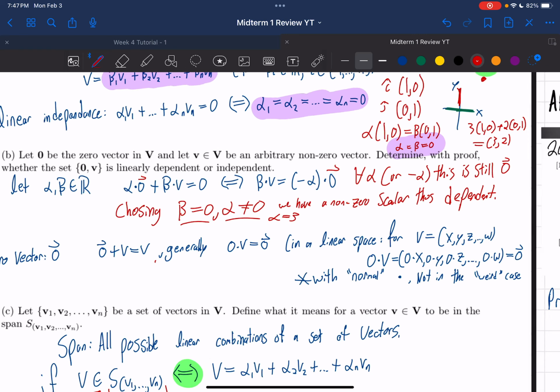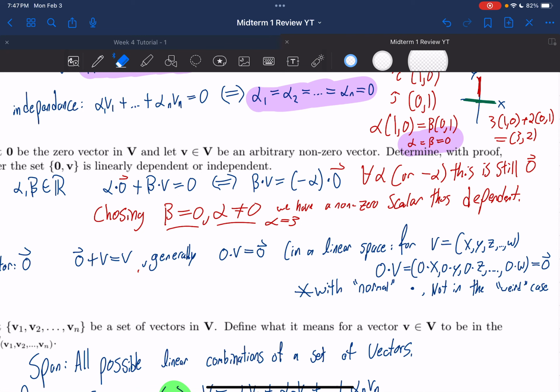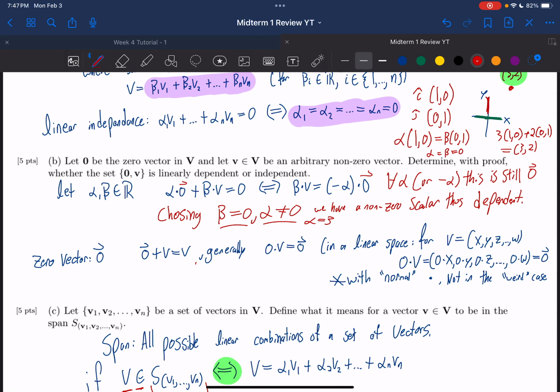Next, we're going to talk about your first little proof question. This is not that rigorous, but you need to start every proof with an assumption. Here we have the zero vector and an arbitrary non-zero vector in our space. We want to know if this set of the zero vector and v is linearly independent or dependent.